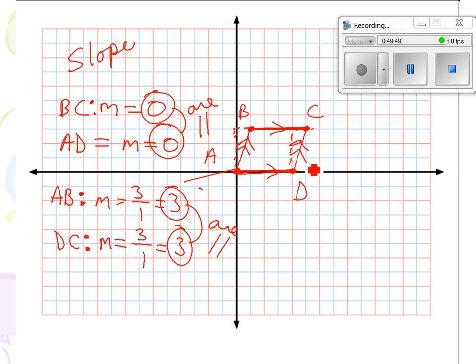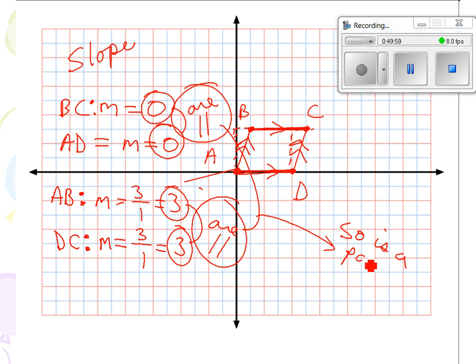So we now know that these two are parallel. Those first two were parallel. So from all that information, now what can we say? So it is a parallelogram. If I could spell.